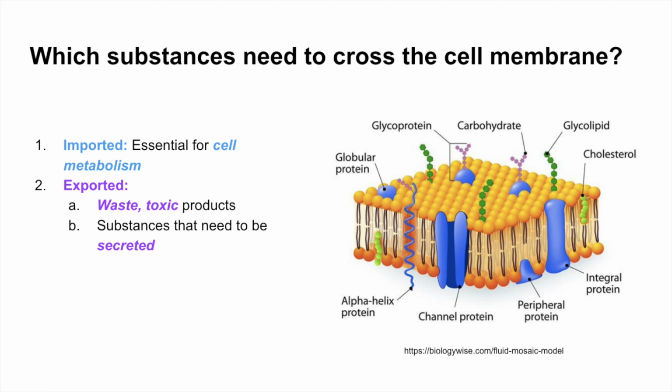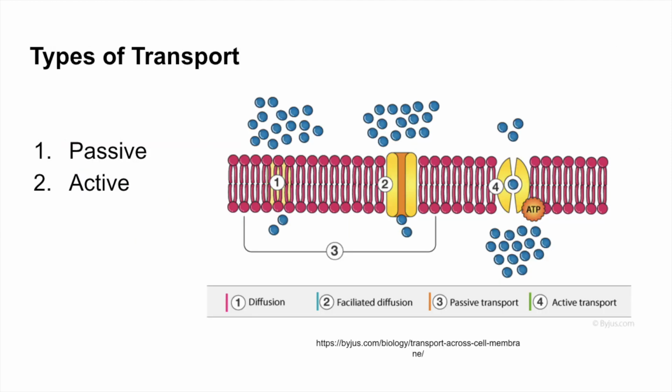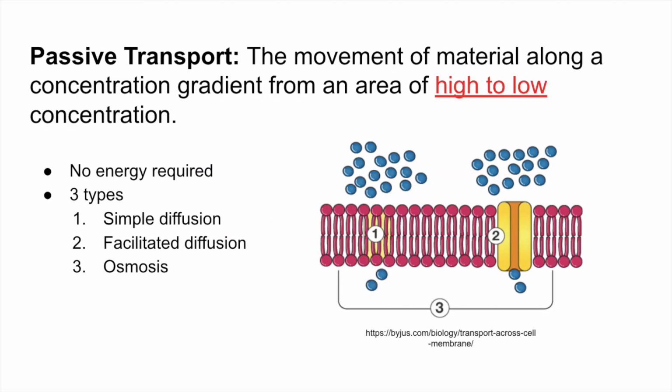And finally, how do cells go about transporting these materials across the membrane? Well, they can either use a form of passive or active transport. Let's go over passive transport first. Passive transport is the movement of material along a concentration gradient from an area of high to low concentration. This process does not require energy, so no ATP hydrolysis needs to occur. There are three types of passive transport: simple diffusion, facilitated diffusion, and osmosis.